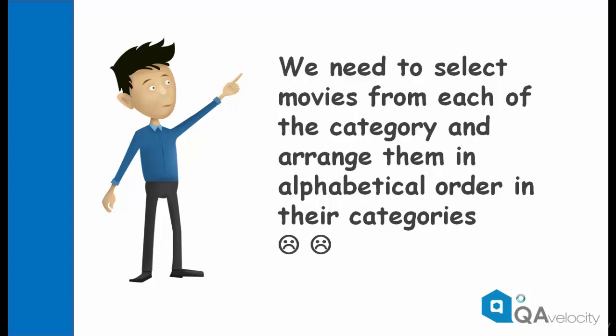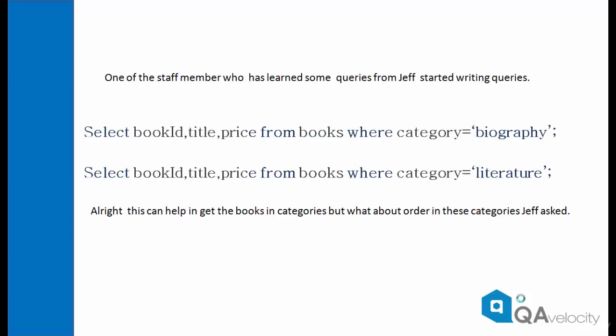So we have more than 2000 books in the store and we need to add a category sticker on each book and then put those books into alphabetic order. One of the staff members who had learned some queries from Jeff started writing queries. Select book ID, title, price from books where category equal to 'biography'. For the second category, he wrote select book ID, title, price from books where category equal to 'literature'.